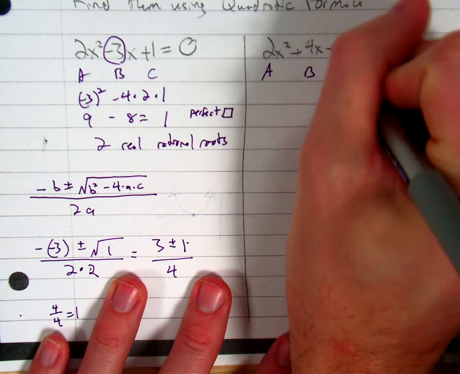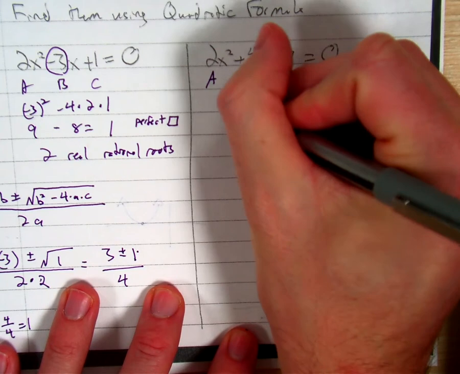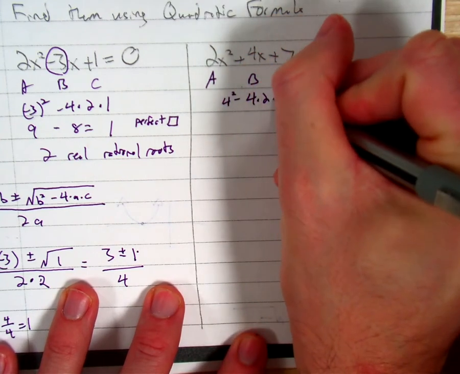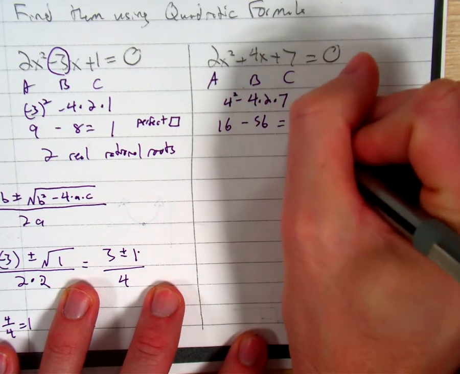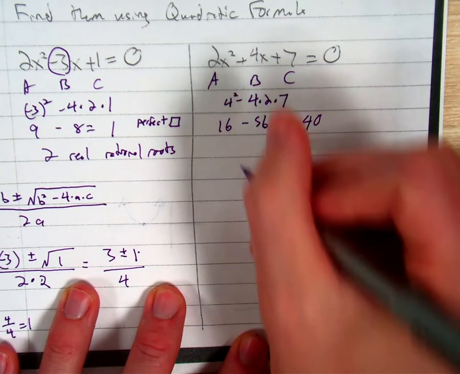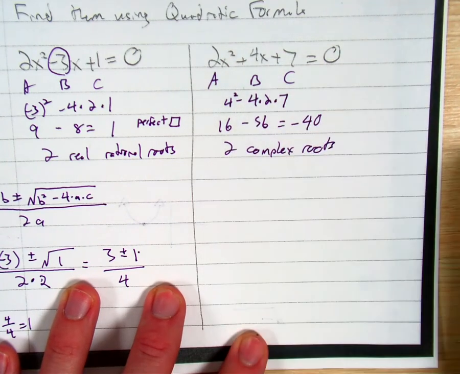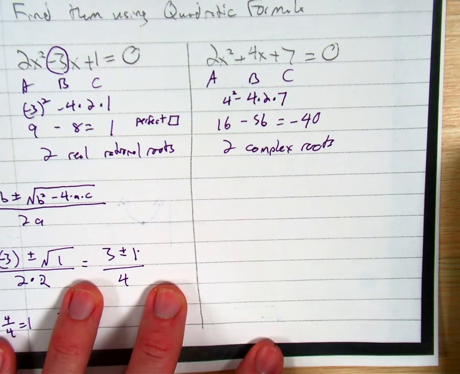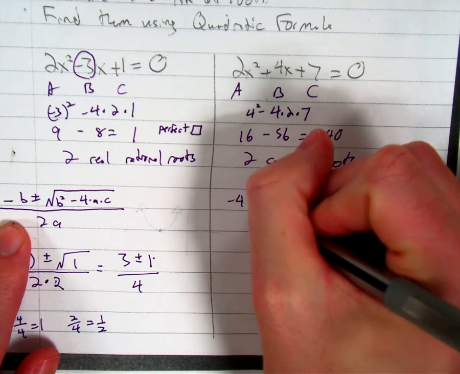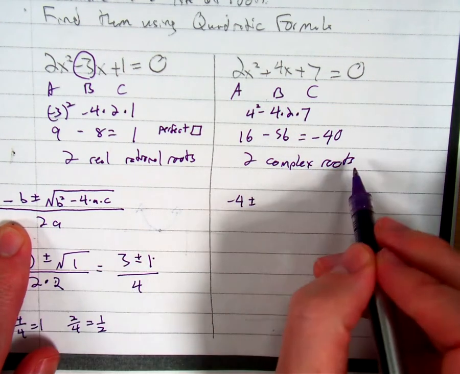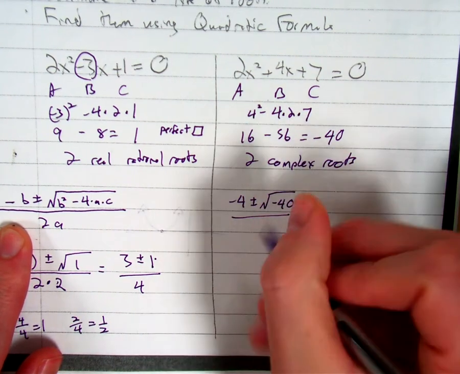A, B, C. All right, we're going to have 4 squared minus 4 times 2 times 7. That's going to be 16 minus 56. Uh-oh, negative 40. Yuck. 2 complex roots. We're going to have i's. So negative b, that's going to be negative 4, plus minus the discriminant. I just did that, negative 40, all over 2 times a, 2 times 2.